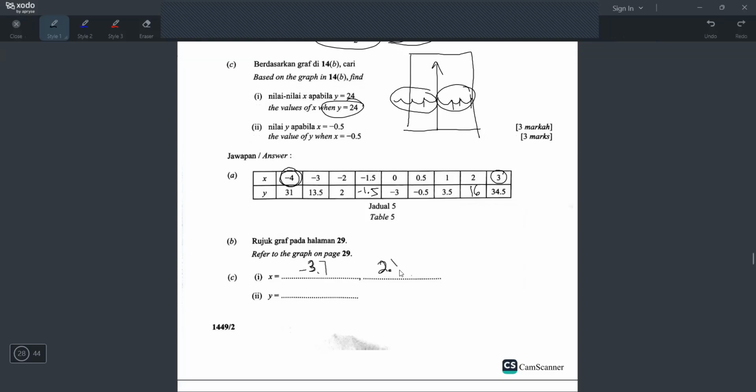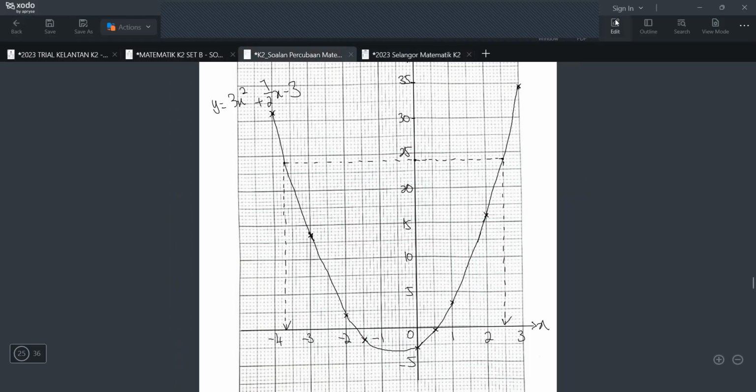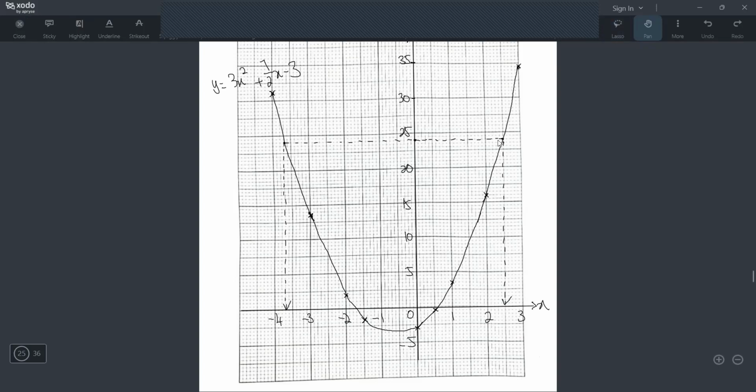For some students, you might not get the same exact answer as me, right? Because everyone draws it differently. This one you draw using freehand. So it's okay if your answer is not exactly the same as mine. Just make sure it's near to my answer, right? For example, your one might be 2.4, then you write 2.4.